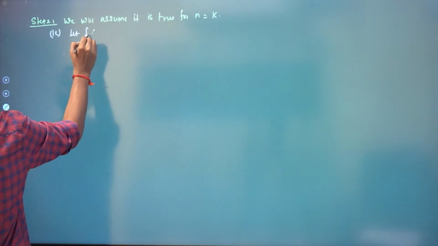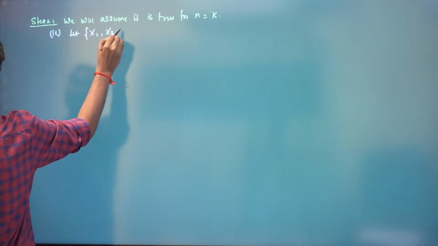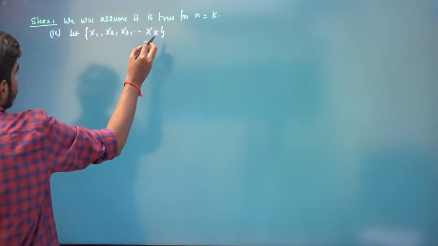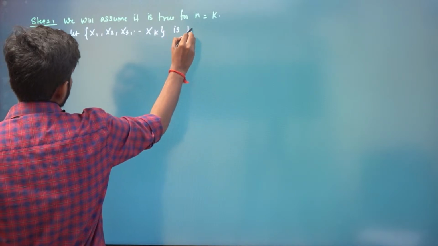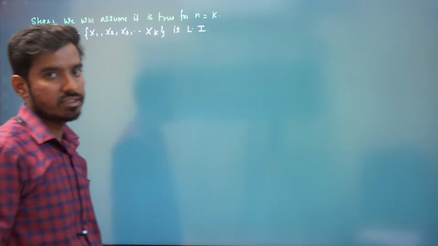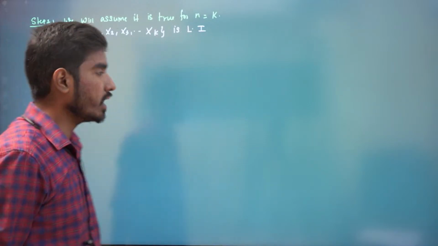Let us assume x1, x2, x3, and so on up to xk is linearly independent, right? We'll assume it is true for n equal to k. That is, this set is linearly independent for n equal to k.